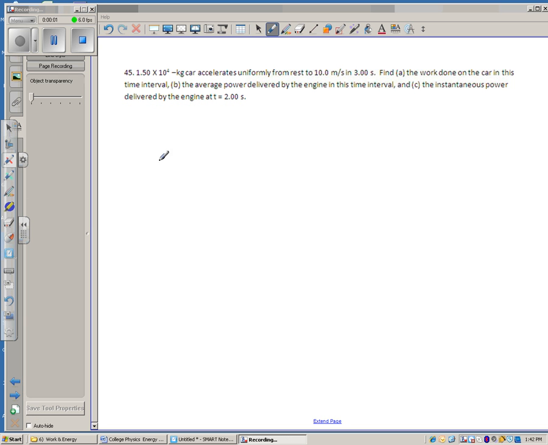All right, on 45 here, we only have to do 45 part A. A fairly straightforward problem. We have a car. It's accelerating uniformly from rest to 10 meters per second in a time of 3 seconds.